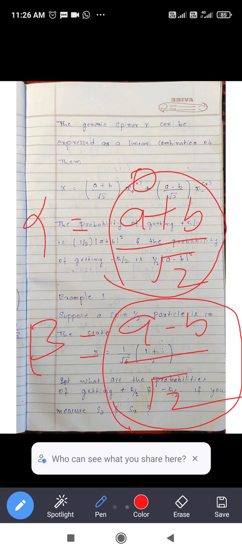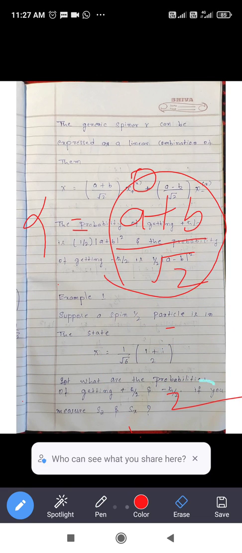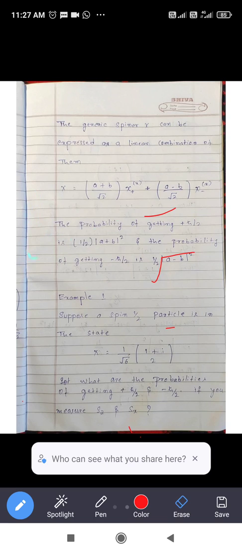Okay, next we move on. I already told you: chi is equal to (a plus b) divided by root 2 chi plus of x, plus (a minus b) divided by root 2 chi minus of x. The probability of getting h cross by 2 is the one eigenvalue of the Sx operator.